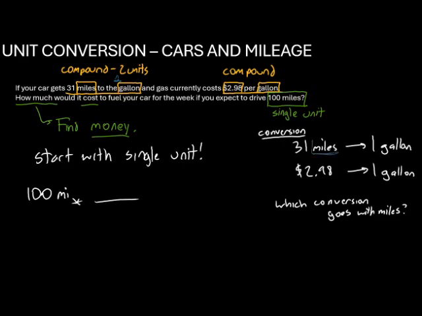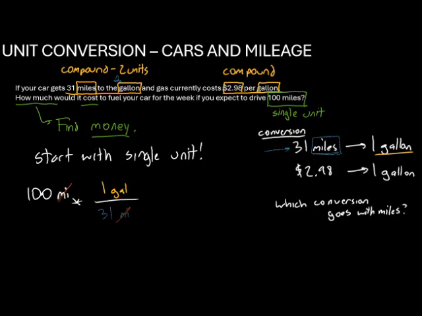Now we ask ourselves, which of those conversions can we use with miles? Notice that the first conversion we wrote includes miles, but the second conversion does not include miles. That means our correct move is to start with this first conversion that does include miles, take this 31 miles and place it on the bottom. This makes sure that we can cancel the miles we started with out, and then leave us behind with whatever is on the other side of the arrow. The other side of the arrow says 1 gallon, so we'll place that on top. This means now we have gallons.